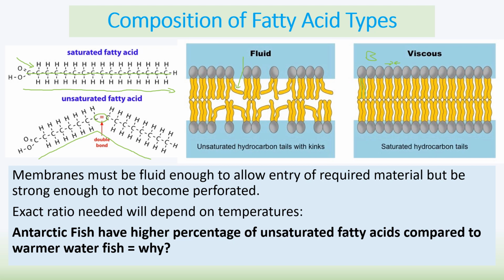This is important because membranes must be fluid enough to allow materials to enter, but strong enough to not be perforated and not allow anything to enter. There's an exact ratio that will be dependent upon the temperature. If we look at this, Arctic fish have a higher percentage of unsaturated fatty acids, so they have a higher amount of fatty acids that will look like this. The reason for this is that at low temperatures, the phospholipids will vibrate less.